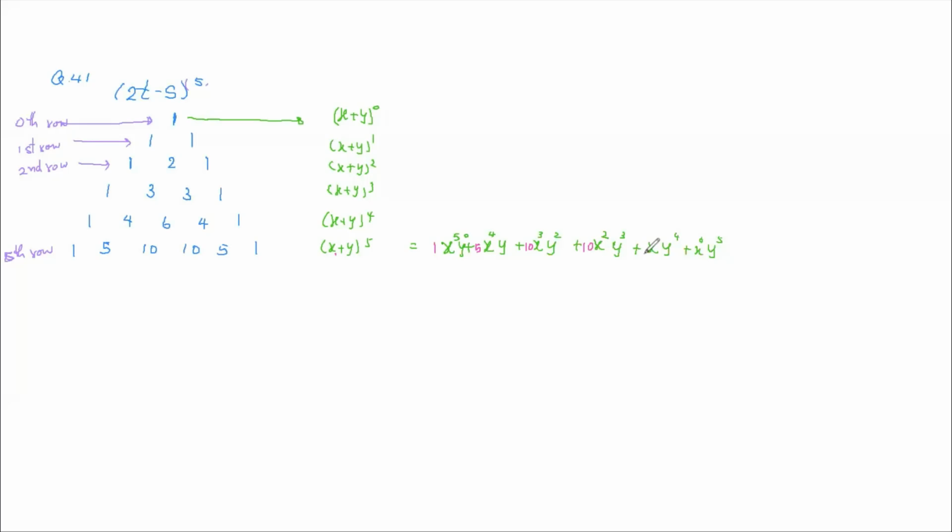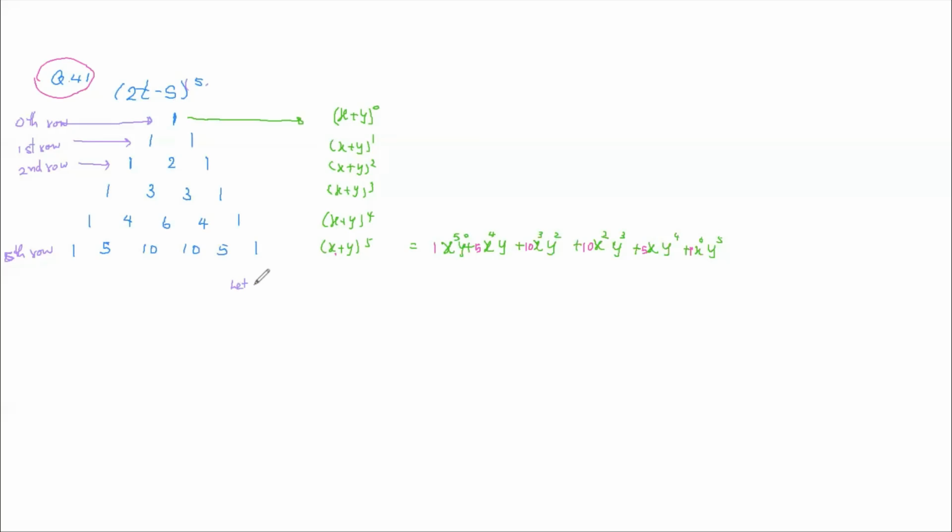And 5 is going to be the coefficient of this one, and 1 is going to be the coefficient of the last term. Okay, so from this one, because the question, question 41, wants us to find 2t minus s, the whole thing to the power 5. In this case, I use another color maybe here.